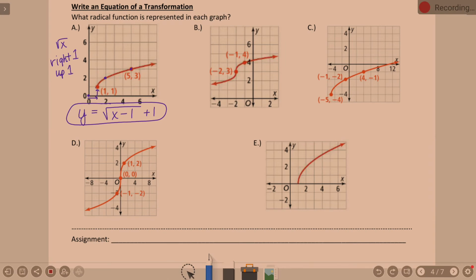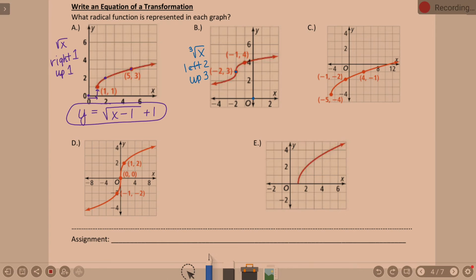Okay, let's try example B. What graph is this? This is a cube root of x, isn't it? It's not just half a parabola, it's the whole curve. How far did it move? Up 3, left 2. Okay, yeah. Normally the centerpiece is at 0, 0. This time the centerpiece is at negative 2, 3. So that is moving left 2 and up 3 is my centering piece.